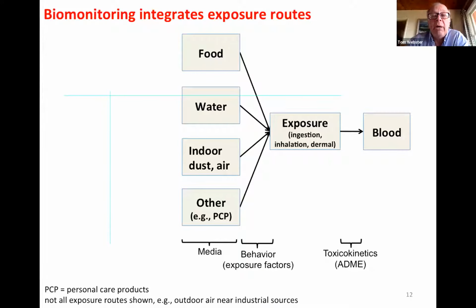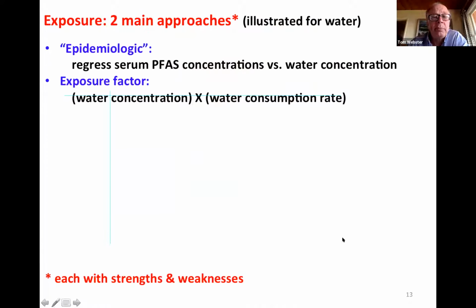And again, biomonitoring integrates different exposure routes. You can't actually tell per se from the biomonitoring where it came from, because it can come from diet or water or indoor environment or other things like personal care products. And so what you see, say, in blood is the resulting combination of whatever was in those environmental media, things like human behavior, which connects those to exposure, and then toxicokinetics.